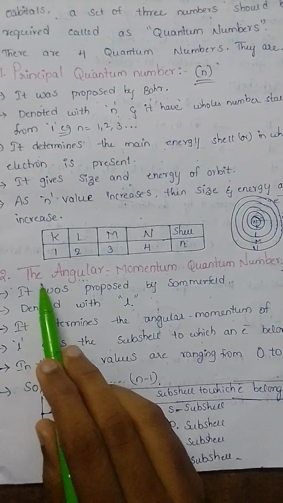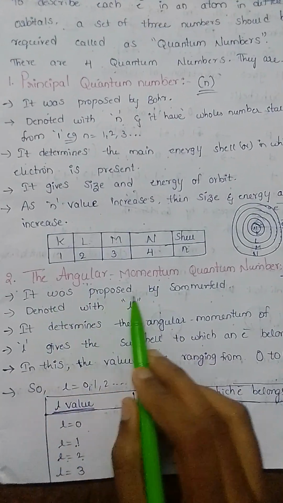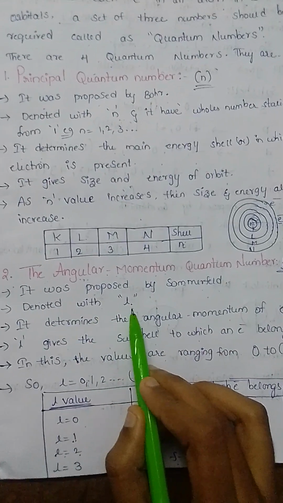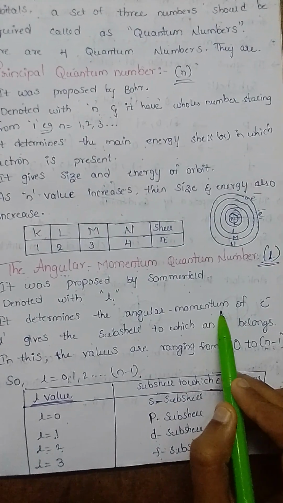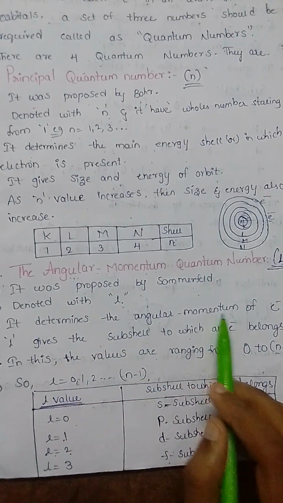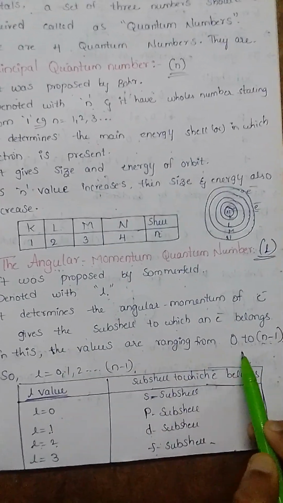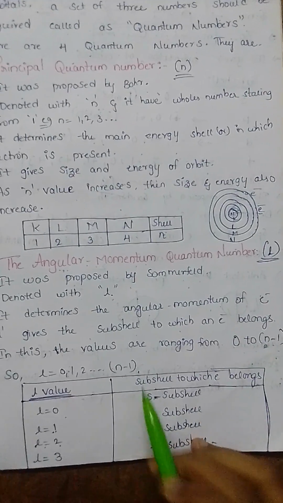Next, the second one is the angular momentum quantum number. It was proposed by Sommerfeld and is denoted with the letter small l. It determines the angular momentum of an electron. The l value starts from 0 to n minus 1, where n is the principal quantum number.